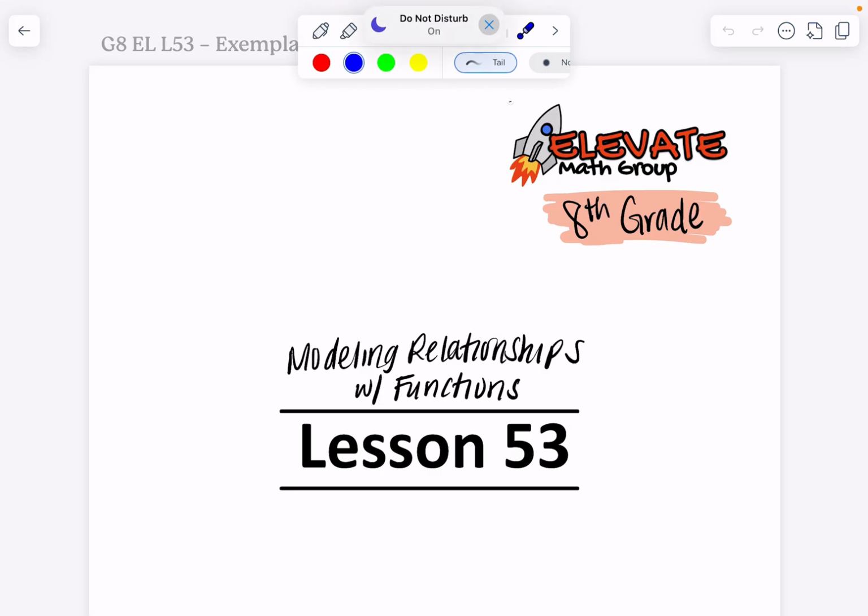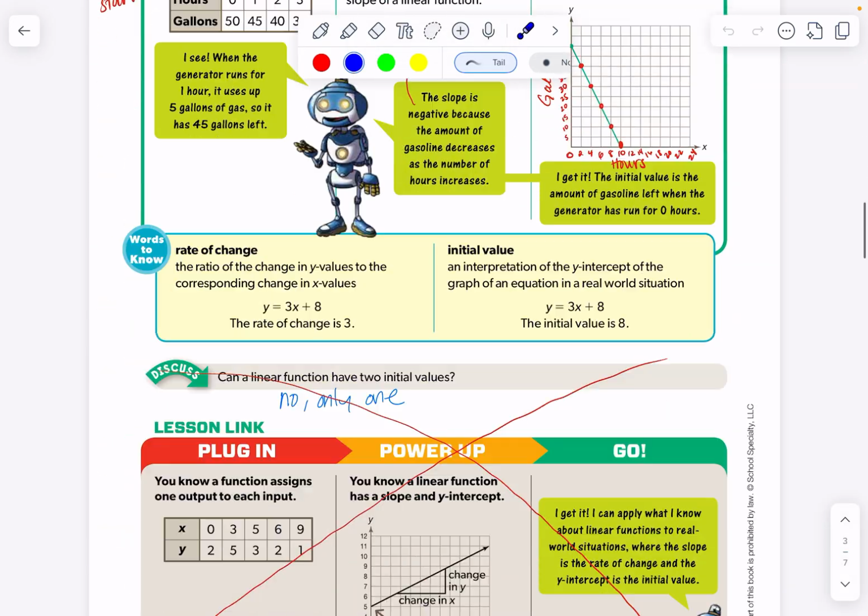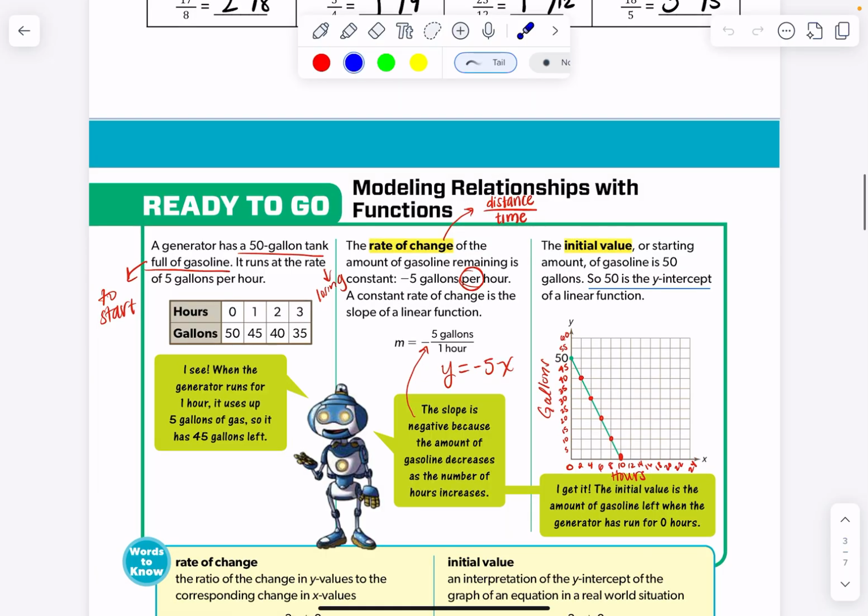Hi everyone, this is 8th grade Elevate Lesson 53 on modeling relationships with functions. Today we are specifically trying to find our rate of change and initial value given information in the form of a table or a word problem.